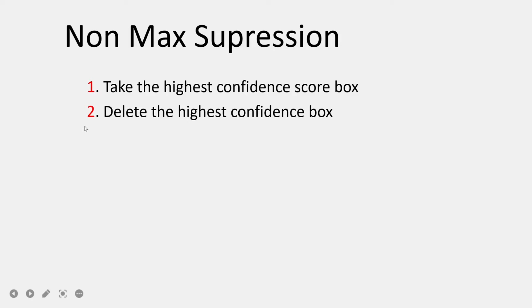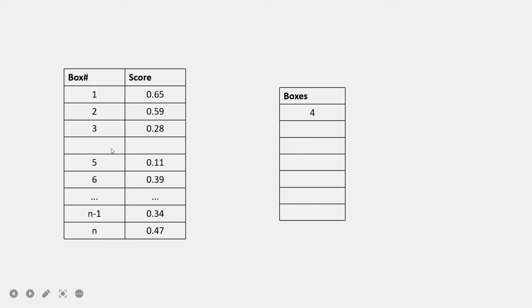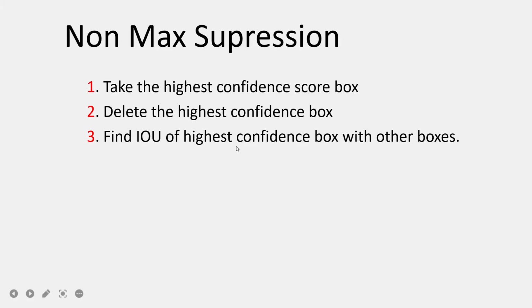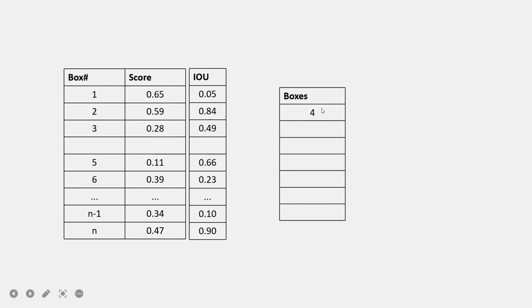Now the second step is to delete the highest confidence box. Over here we have deleted it because it was the highest. Now we go to the next step, that is to find the IOU of the highest confidence box, which was the fourth box, with all other boxes. So find the IOU of this box with all other boxes. You can see the IOU is over here. For the first one it is 0.05, for the second one it is 0.84, for the third one it is 0.49, and so on and so forth.